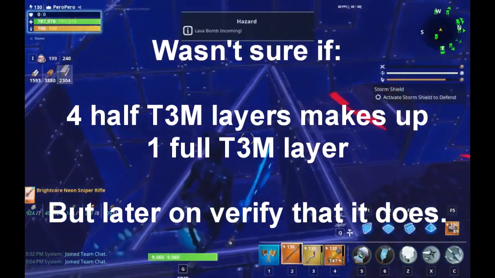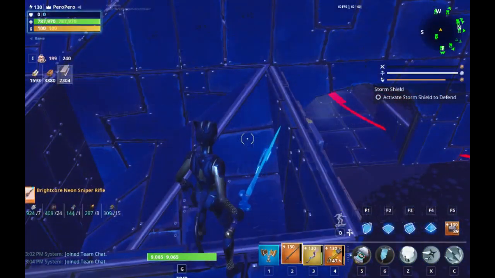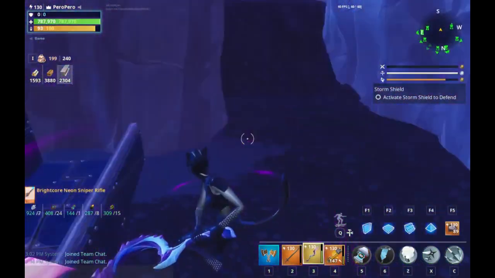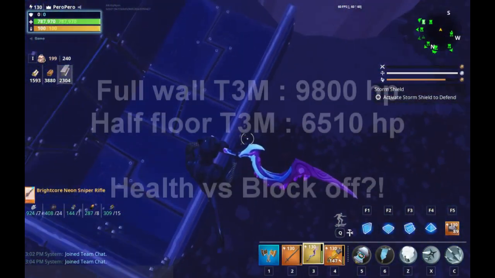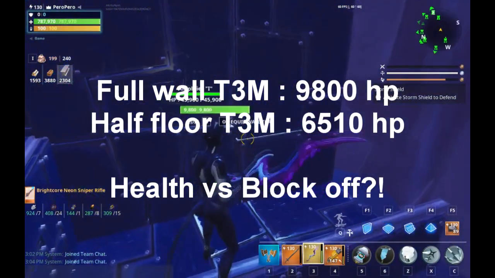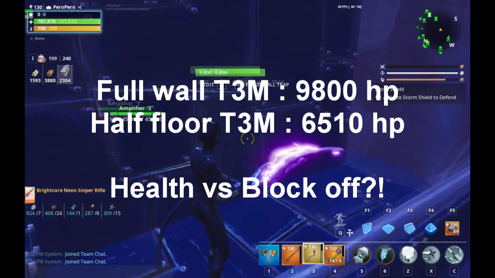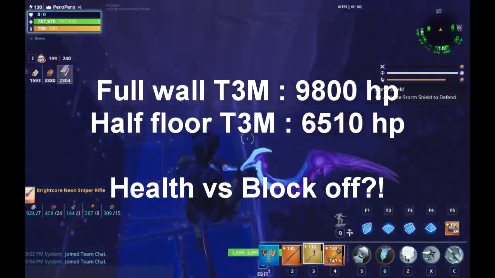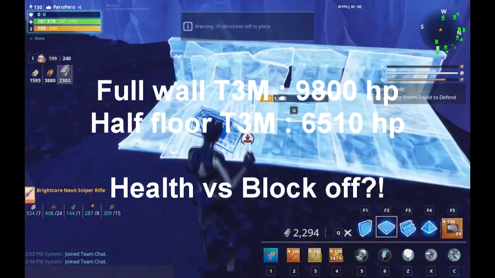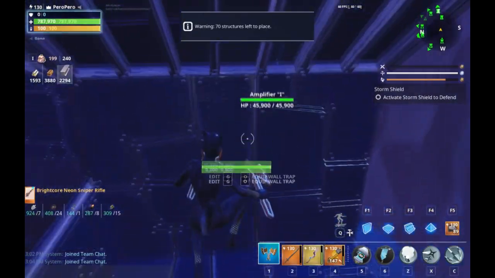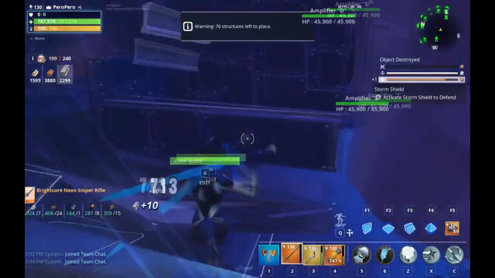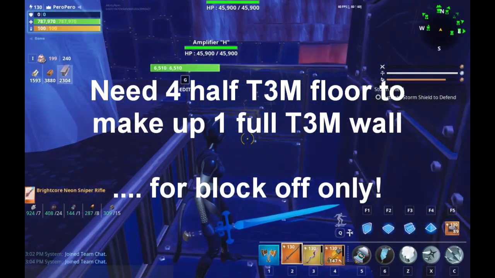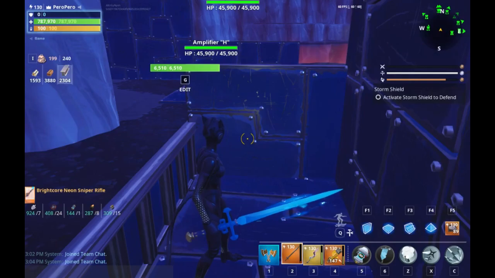So if it takes 4 half layers to make up a full wall, then that's actually kind of mind-boggling. And why is it mind-boggling? Look at the health on this. This is 6.5 thousand, this is 9.8 thousand. So this is actually like 67 or 66% of a full wall in terms of health, right? So you would think that if you have 2 of these, then of course it would make up more than a full wall. But it turns out, no, you actually need 4 of these to make up a full wall in terms of block off. In terms of health, if they're beating on the wall, then yes, of course.